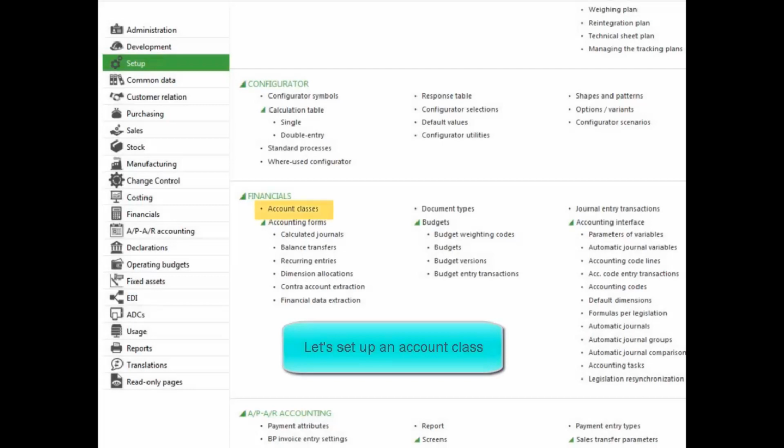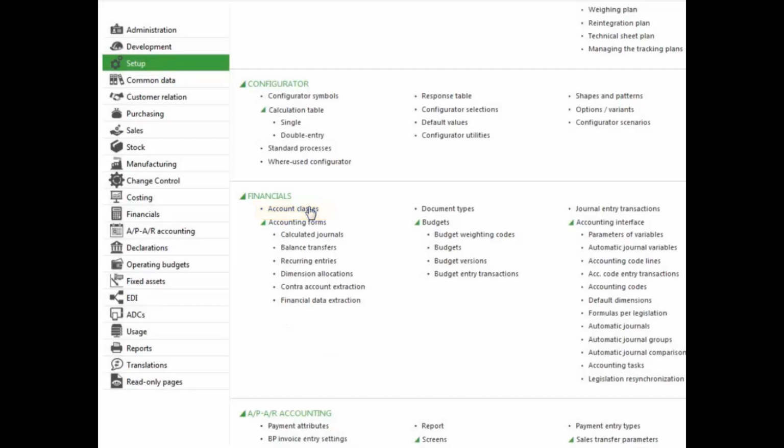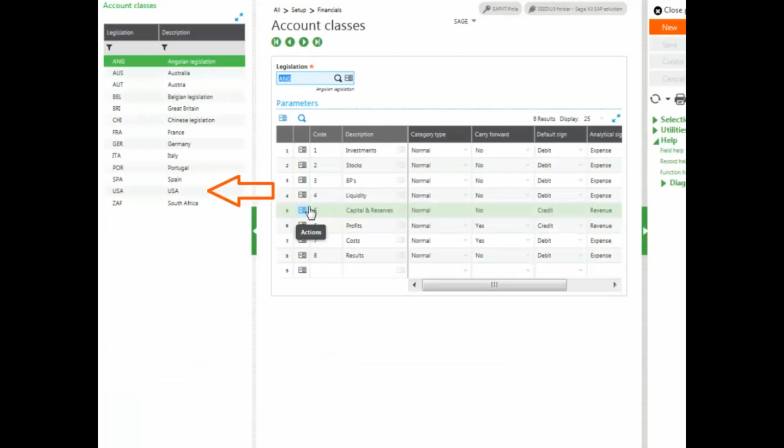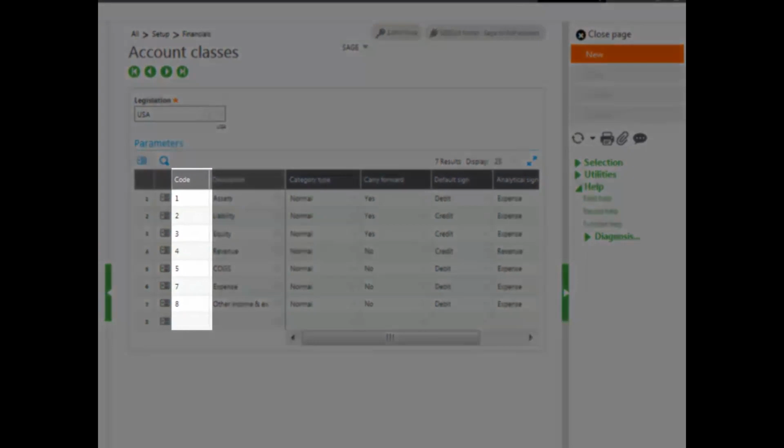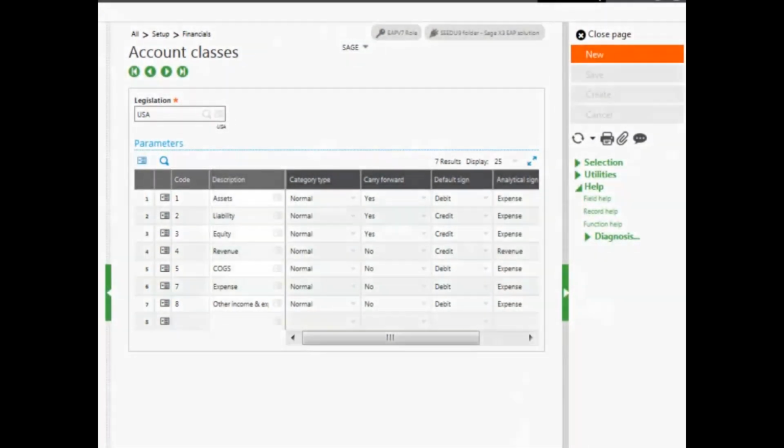Account classes are found under the Setup menu. Let's take a look at the USA account class. The code column represents the account root. You can enter in a description.